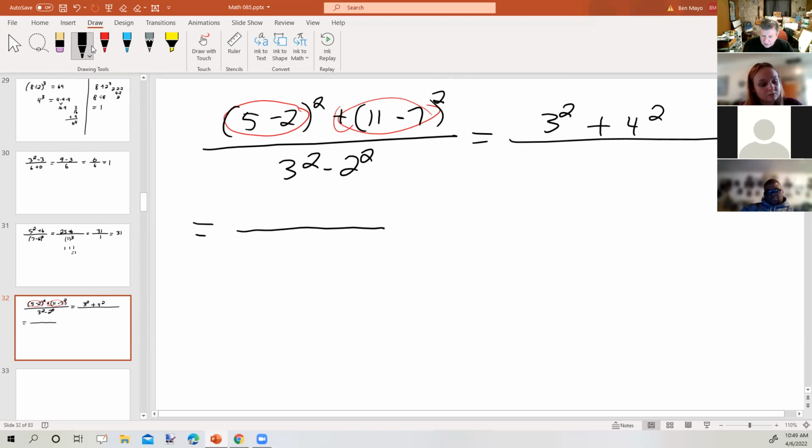Still working in the numerator. 3 squared, 3 times 3 is 9, plus 4 squared, 4 times 4 is 16. Still working in the numerator. 9 plus 16 is 25, okay? So I did all that simplifying the numerator.